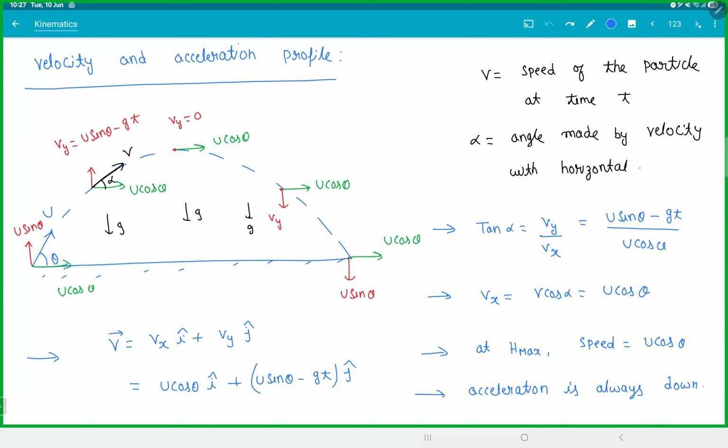So the angle tan alpha will be vertical by horizontal. The horizontal velocity will always be constant. So v cos alpha is equal to u cos theta. V is the speed at any time. H max means speed is not 0. Vy is 0, but u cos theta is still there.